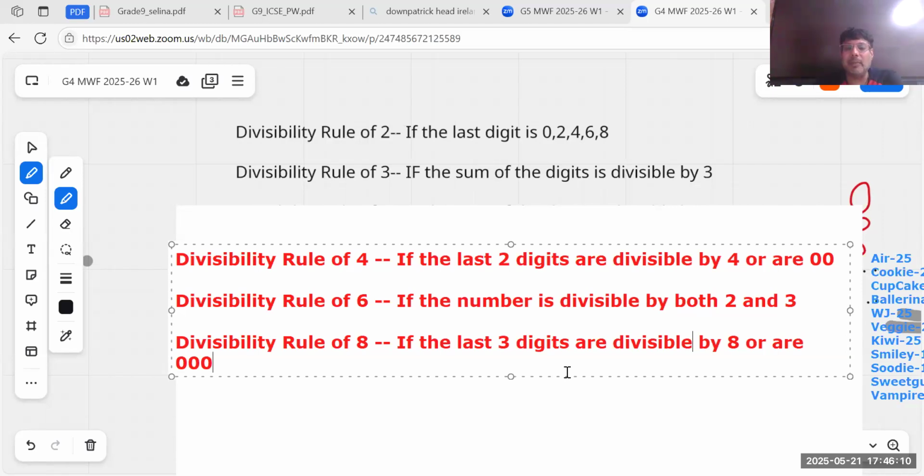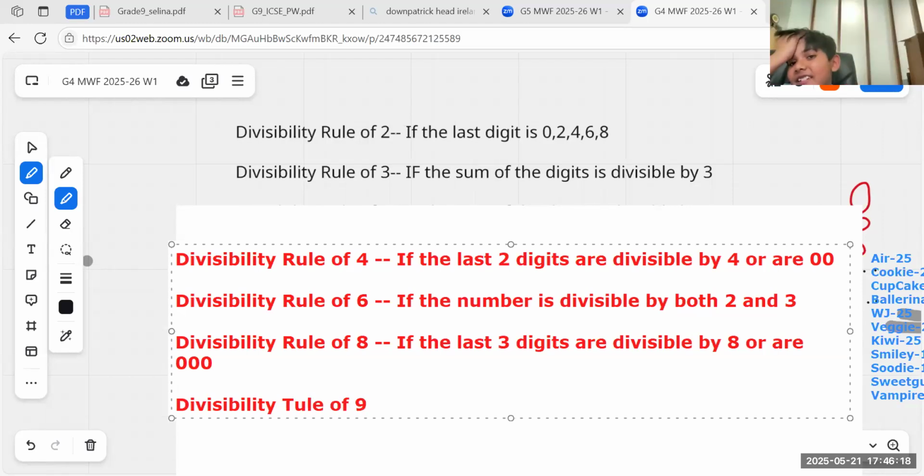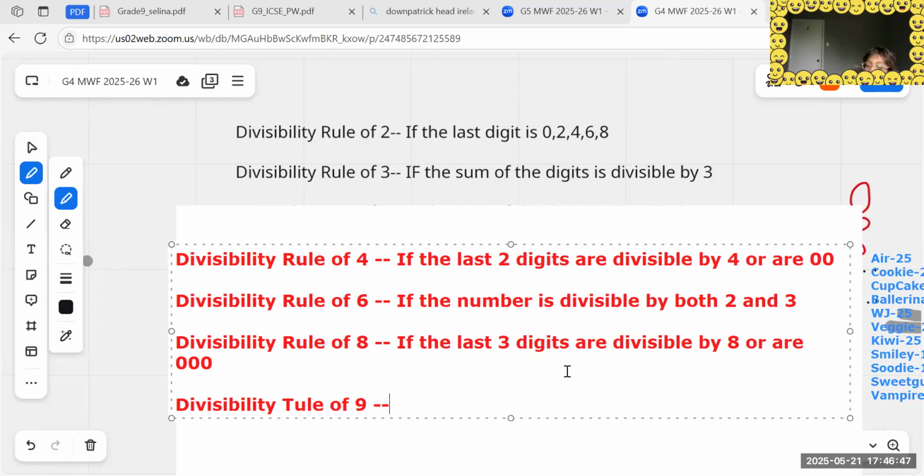WJ, no, not WJ, Devam, divisibility rule of 9. If the last four digits are divisible by 9 or are 0 0 0 0. Don't say anything random. Sir, instead of 2, you wrote 2 for the divisibility rule of 9. Yes, beta, I just said it 2 minutes ago.